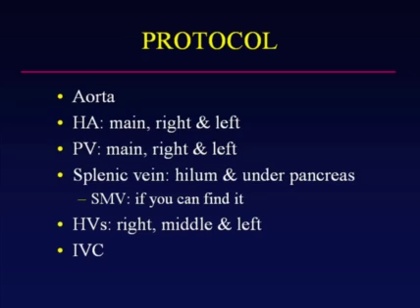We evaluate the aorta and obtain a waveform Doppler tracing there. We evaluate the main right and left hepatic arteries, the main right and left portal veins, the splenic vein at the hilum and under the pancreas, the superior mesenteric vein, although this is the most difficult vessel to see, the right, middle, and left hepatic veins, as well as the inferior vena cava.